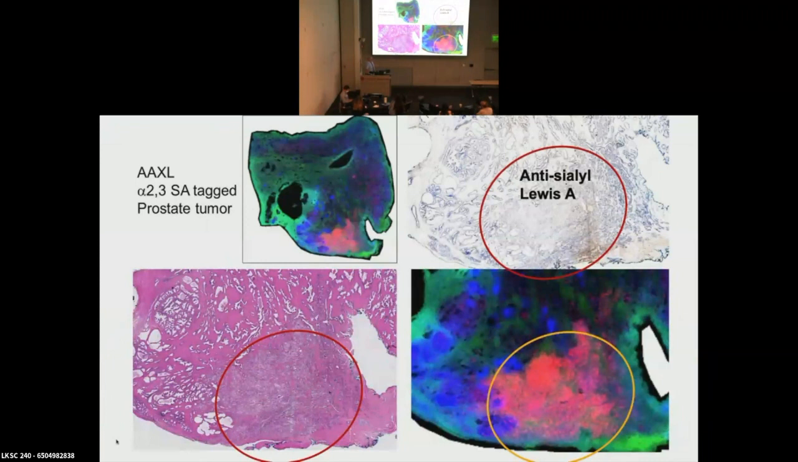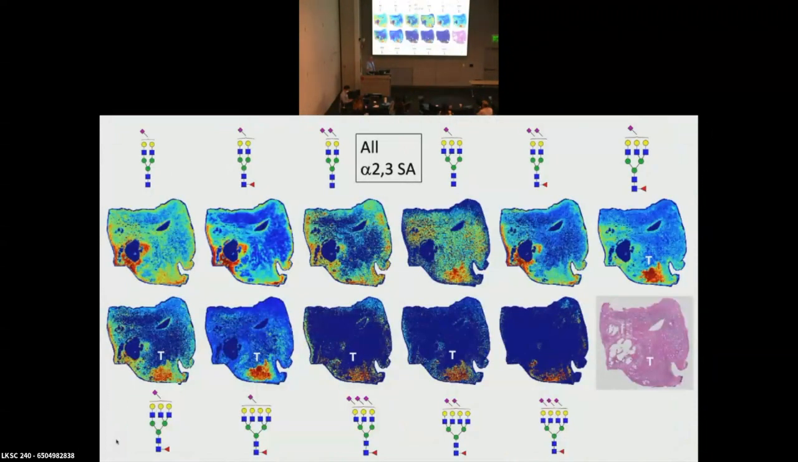And the beauty of this was also it's on the edge, so you don't need LCM. Like the tumor's right there. We can just scrape this right off. And we know where to look. We'd characterized it, with the T for the tumor, where the different 2-3 linked sialic acids were.